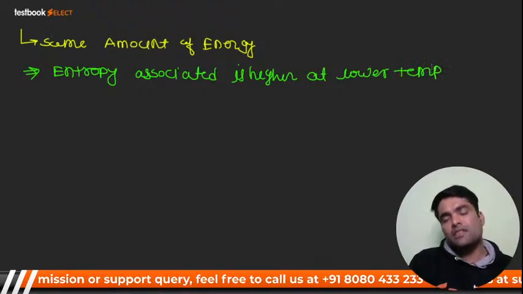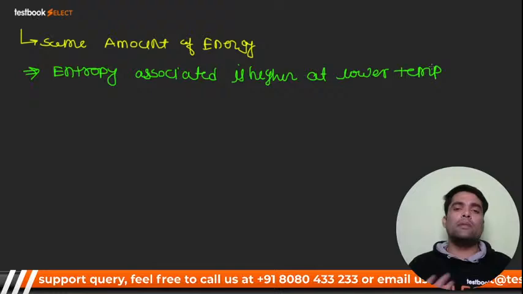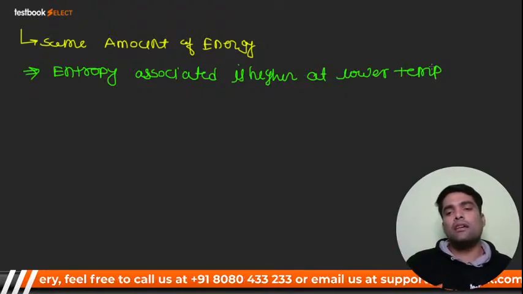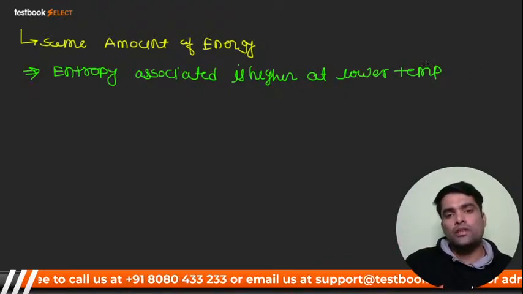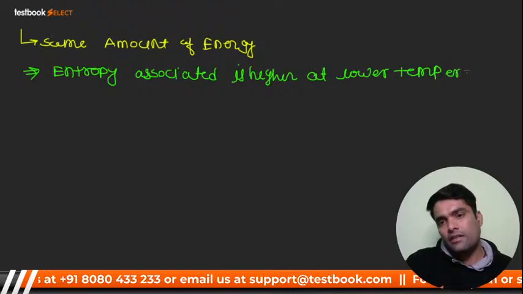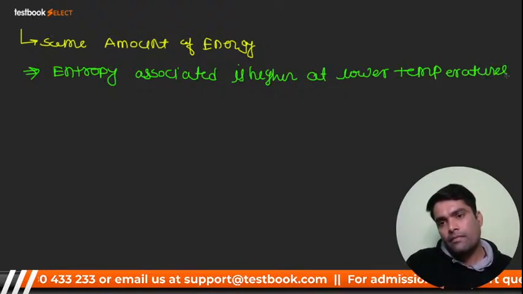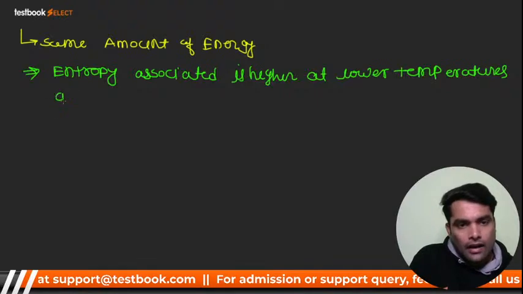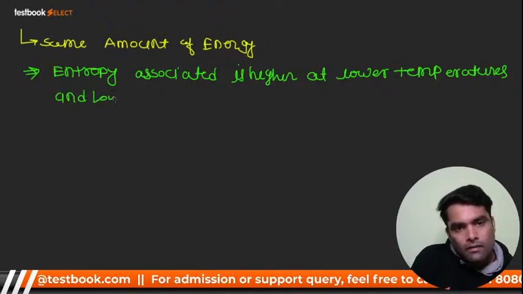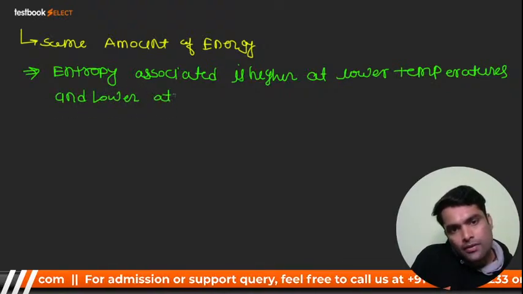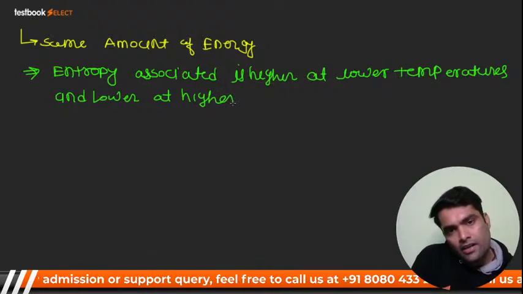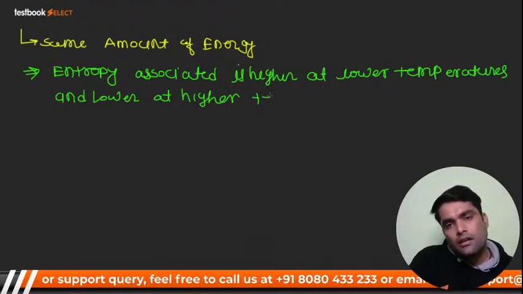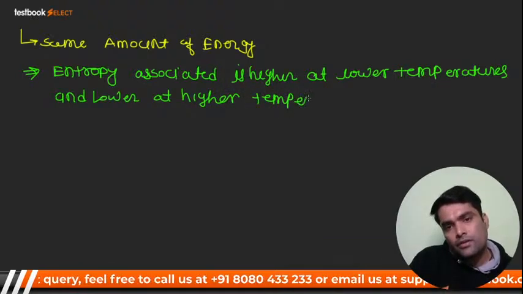That means if you have fixed the heat, then at low temperature dq by T will be very high. Entropy associated is higher at lower temperatures, right? And lower at higher temperature. At high temperature, definitely the entropy will be less.